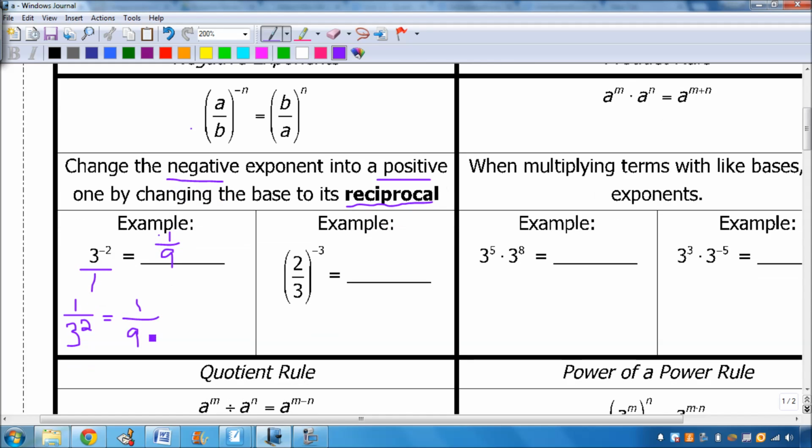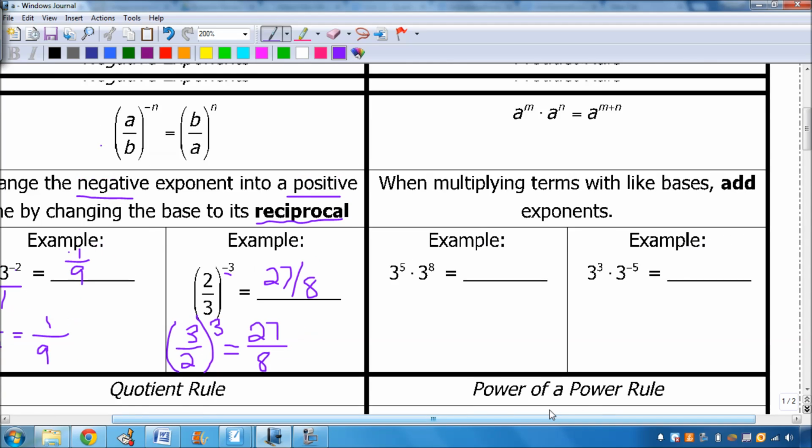And then in this other example right here, I have to take this fraction and do the reciprocal of it. Well, the reciprocal of it is 3 over 2. So I'm going to take 3 over 2, and then once I do the reciprocal of it, this negative 3 is allowed to become a positive 3, just like this negative 2 is allowed to become a positive 2 when I took the reciprocal. Well, 3 cubed means 3 times 3 times 3, which is 27. And then 2 cubed means 2 times 2 times 2, which is 8. So your answer to this is 27/8, okay?